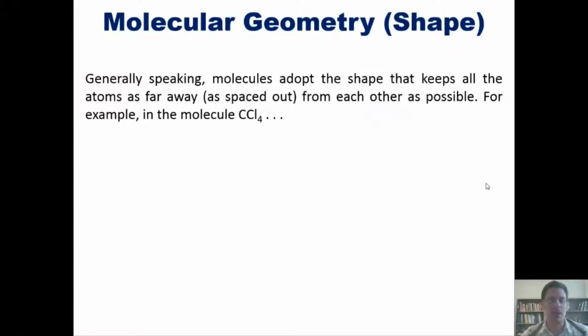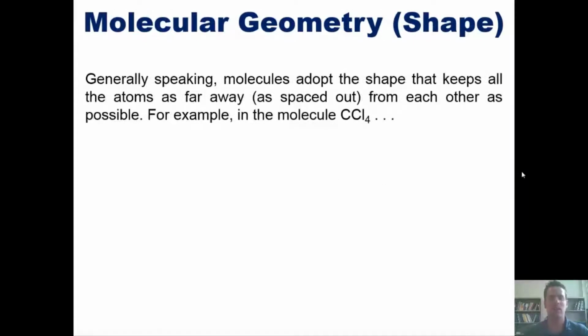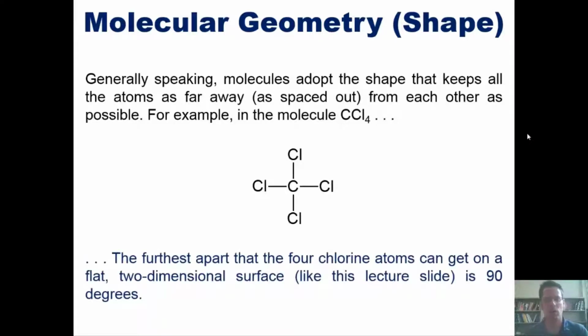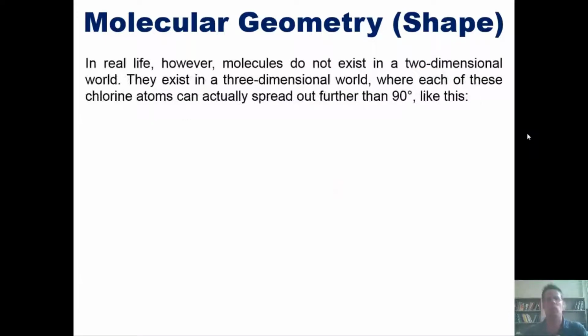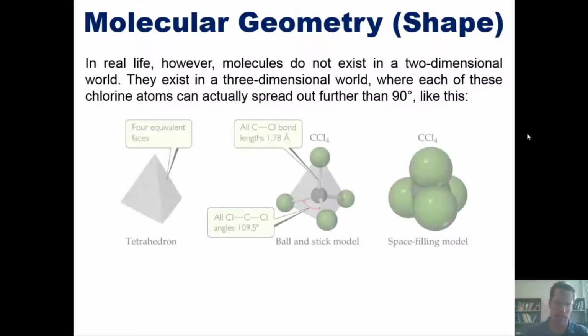Now, generally speaking, molecules adopt shapes that keep all of their atoms as far away or as spaced out from each other as possible. For example, in the molecule carbon tetrachloride, whose Lewis structure without all the lone pairs on the chlorines is shown here, the furthest apart that the 4 chlorine atoms can get on a flat two-dimensional surface like this screen is 90 degrees. However, in real life, we don't live in a two-dimensional world like this flat screen you're staring at. Molecules exist in a 3-dimensional world where each of these 4 chlorine atoms can actually spread out a little bit further than 90 degrees, like this.